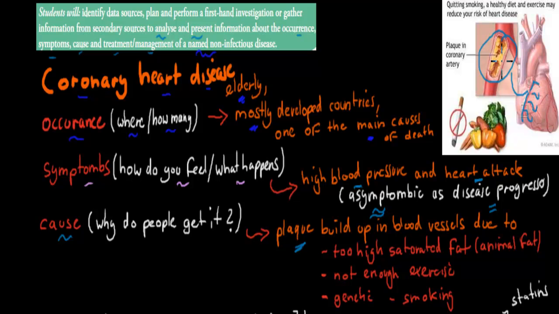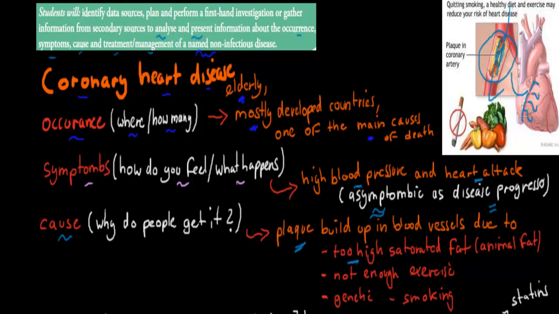So there's actually a plaque buildup. As you can see, there's fatty deposits which are blocking blood flow. And eventually when that blood flow is blocked, that means your muscle cells die and the heart doesn't pump anymore. And you die from lack of blood being pumped around your body. And that plaque buildup in blood vessels is due to too high saturated fat content.